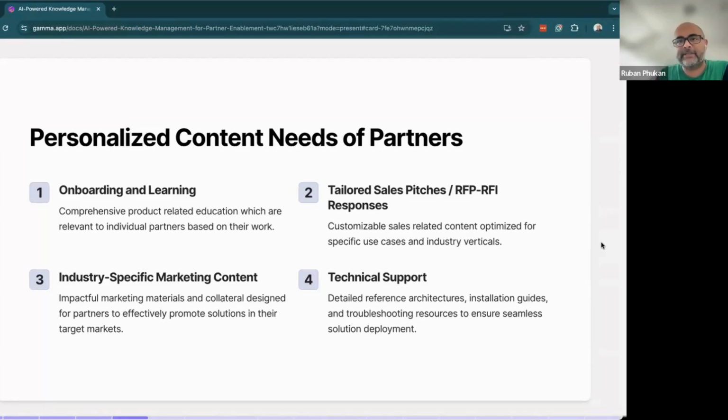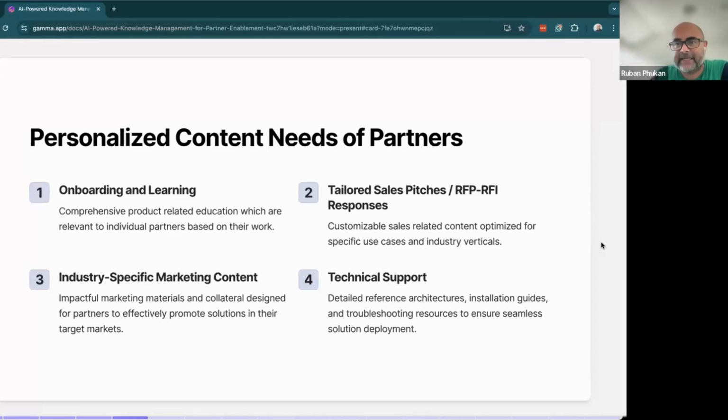And then onboarding and learning becomes just an information source and not really a learning tool. Just to give an example, let's say there is a partner working in the financial services domain, working with banks in the US. The education or the content that they would need is going to be different from, let's say, a partner working with healthcare customers. So all those nuances are important for the partner to get effectively onboarded.